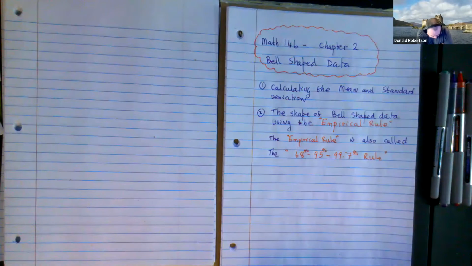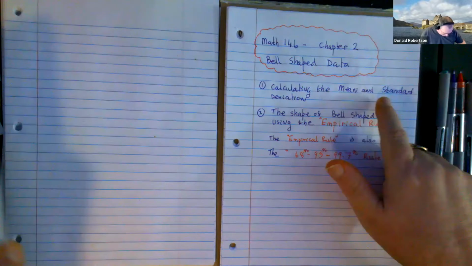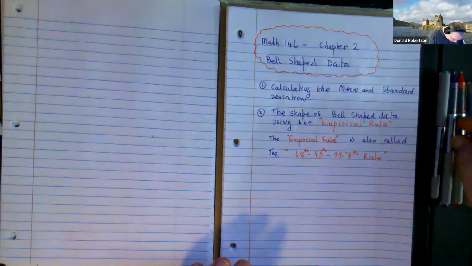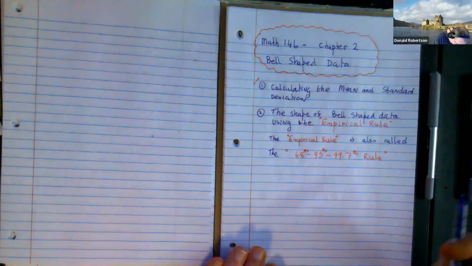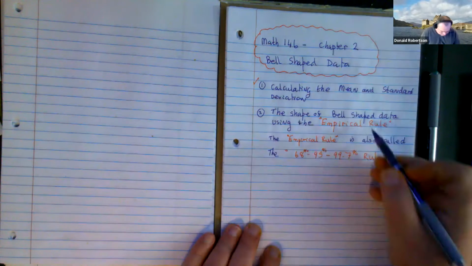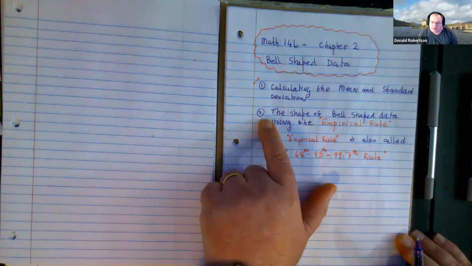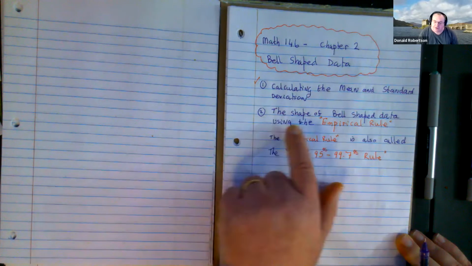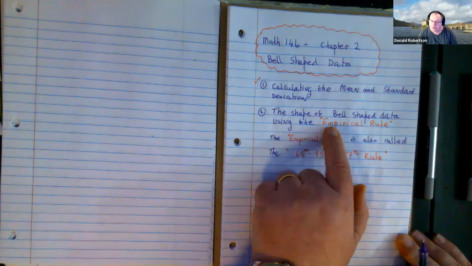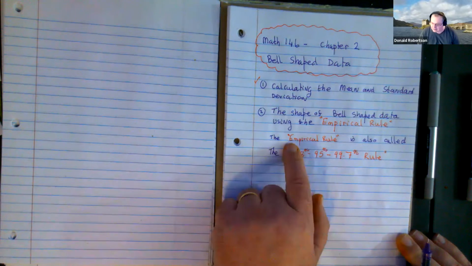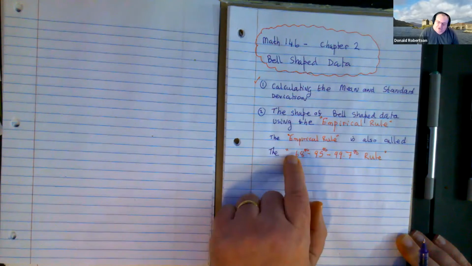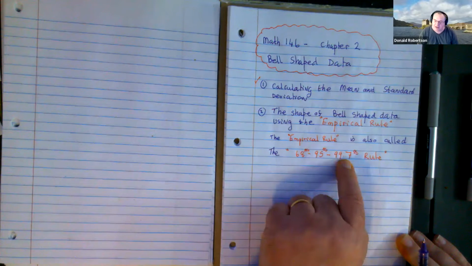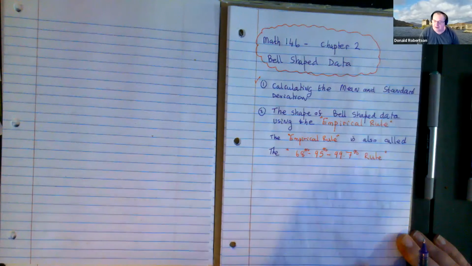And we talked about, and we've already done it, calculating means and standard deviation. So I'm going to just check that off my list. And we're now going to do two more things. Next thing we're going to deal with is the shape of bell-shaped data, and we're going to use a thing called the empirical rule. I don't like the name empirical rule. I much prefer this weird name, 68, 95, 99.7% rule. I like that name much better.